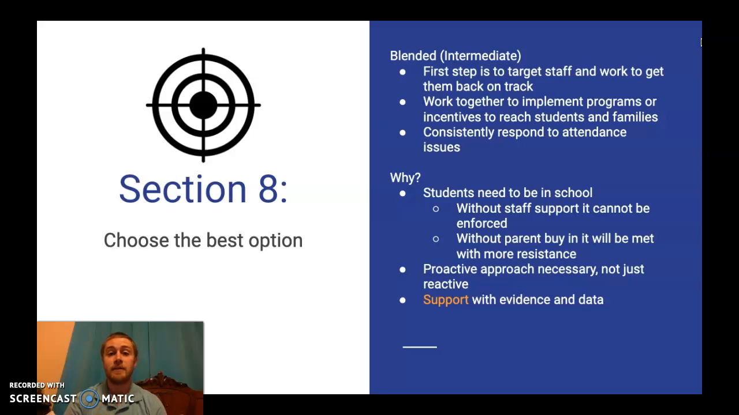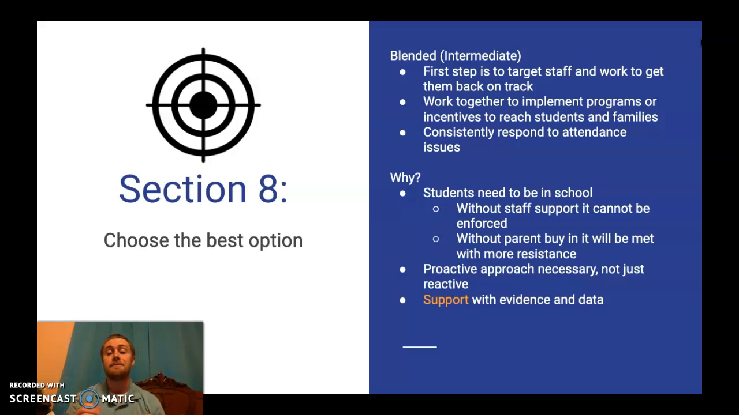So why would I choose these options? Again, the student's priority, they need to be in school. So without the staff support, I cannot enforce what I'm trying to implement. Without parent buy-in, it will be met with more resistance. And I want to be proactive in this approach. So I don't want to be reactive, where everyone stops attending and then I just give them consequences. I want to be proactive.